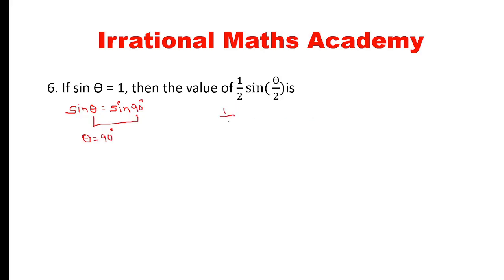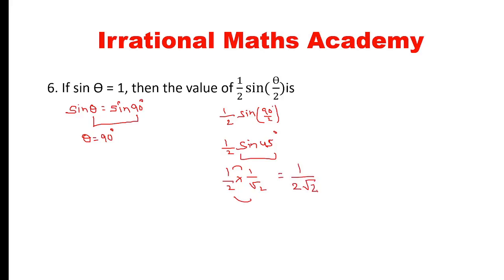Substitute here 1 by 2 into sine of 90 by 2. So 1 by 2 sine 90 by 2 is nothing but what? 45 degrees. So now 1 by 2 into sine 45 value is what? 1 by root 2. Whenever you have a fraction, multiply numerator to numerator, denominator to denominator. So what do you get here? 1 by 2 root 2 is our answer.